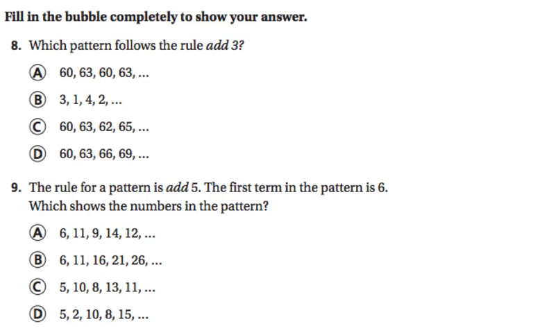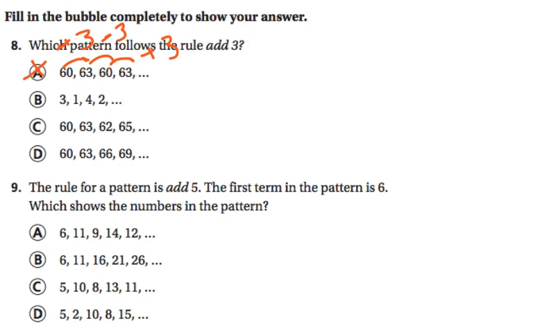For this next one, we have some multiple choice questions. They're asking us which pattern follows the rule add 3. Now I'm going to look at each answer choice. So the first one, to get from 60 to 63, they did, in fact, add 3. Then, when I went from 63 to 60, I went down by 3, so I subtracted 3. Then I went back to 63, so I added 3. So this one would not be the answer choice because I added 3, then I subtracted 3, then I added 3 again.